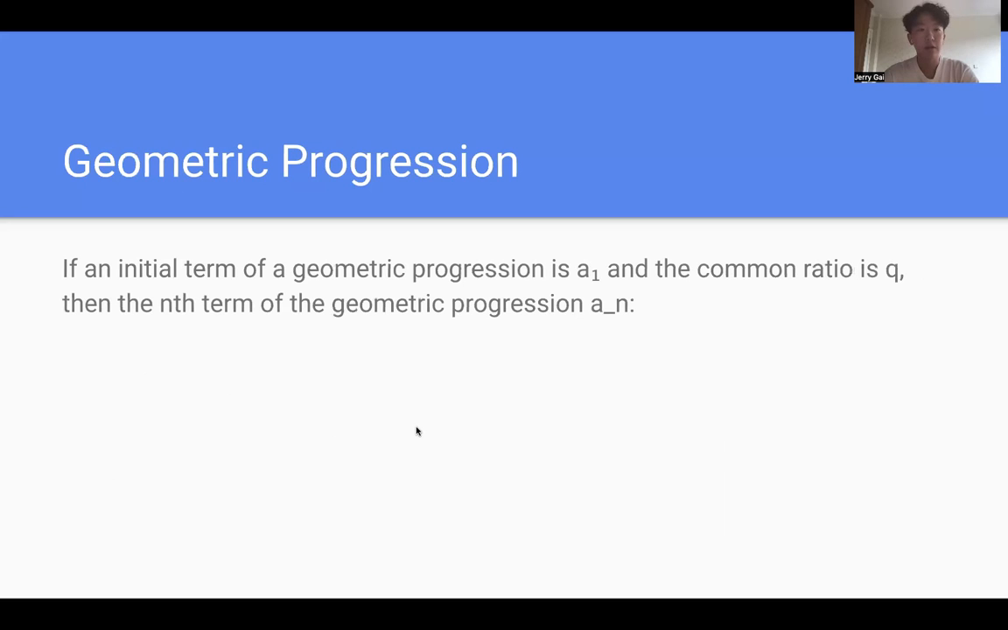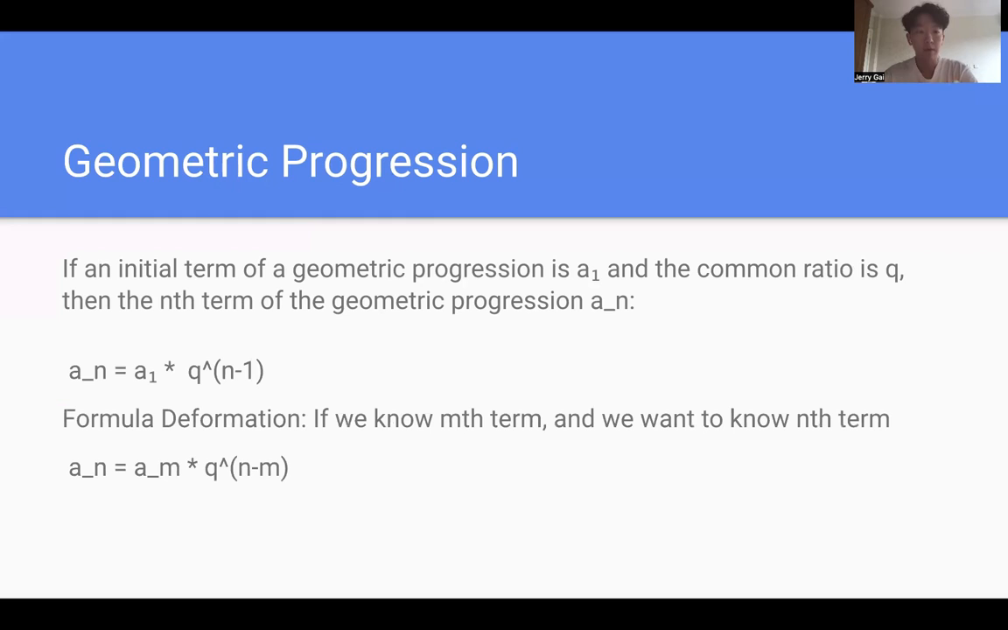The second one is geometric progression. If the first term is a1 and the common ratio is q, and we want to know the nth term of the geometric progression, we have a formula: an is equal to a1 multiplied by q to the power n minus 1. And we also have a formula deformation. If we know the mth term and we want to know the nth term, we can use the formula an is just equal to am multiplied by q to the power n minus m.